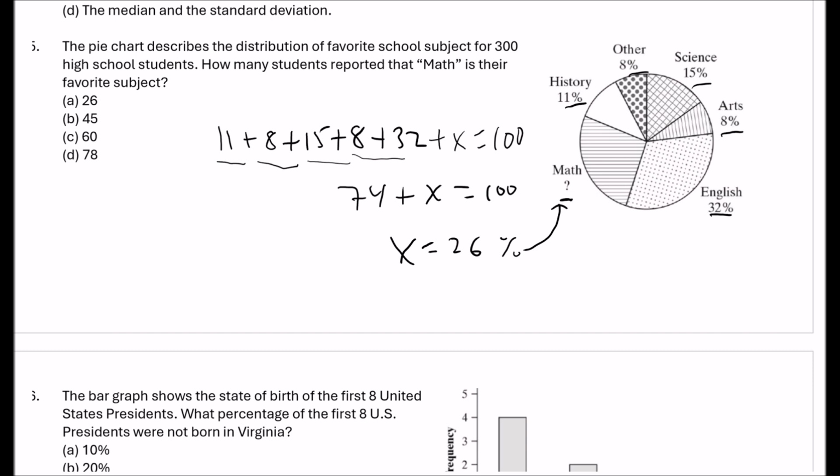Now it's 26%, so don't choose A, because we want how many students. So it's 26% of 300 students. You do 0.26 times 300, which is basically 26 times 3, so it's going to be 78. So it's 78 students. The answer here is D.